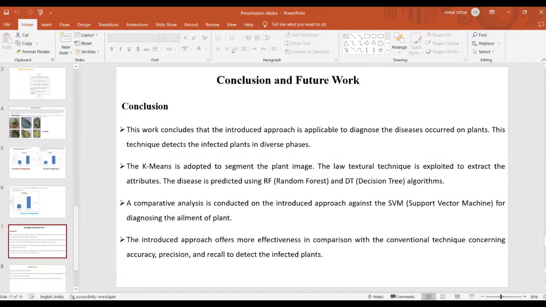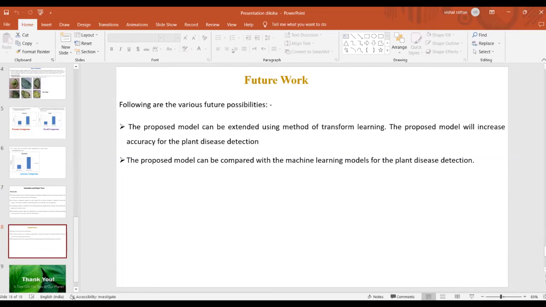This work concludes that the introduced approach is applicable to diagnose diseases. Our technique detects the infected plants in diverse ways, and k-means is adopted to segment the plant image, in which a Law's texture technique is exploited. The disease is predicted using random forest (RF) and the decision tree algorithm, and comparative analysis is conducted on the introduced approach against the SVM. The introduced approach offers more effectiveness in comparison with the conventional technique in accuracy, precision, and recall to detect the infected plants. Then we have the future work.